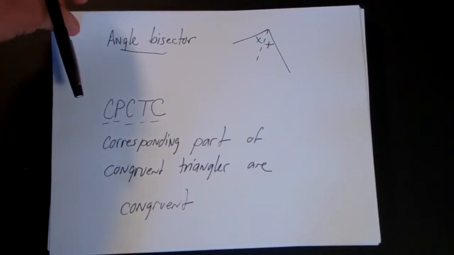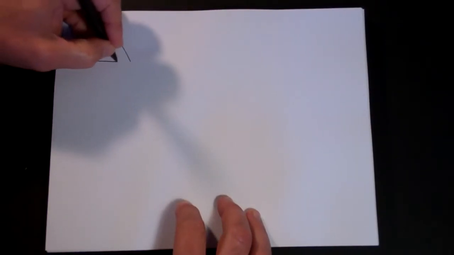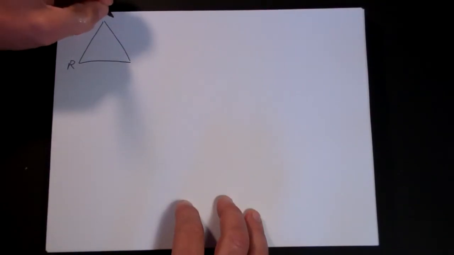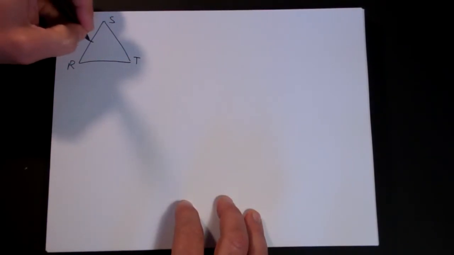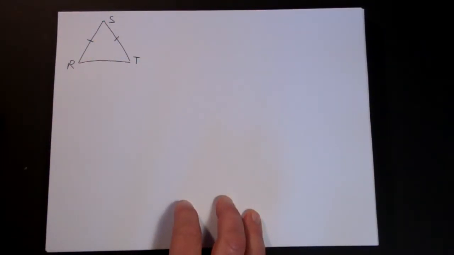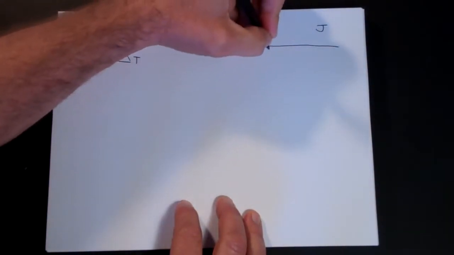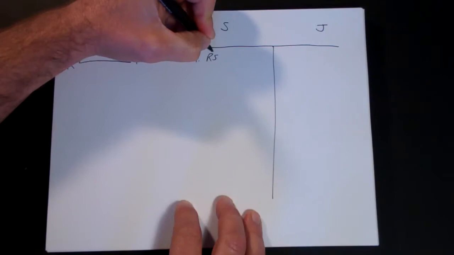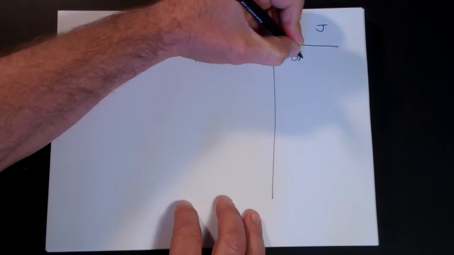And the first thing we need to do is start with a triangle. So let's just draw a triangle out. It doesn't really matter how you draw it. And let's call this R, S, and T. And the given is that RS is equal to ST. So if you think about statements and justifications on a formal two-column proof, the very first step here would be that RS is congruent to ST, and that's the given.